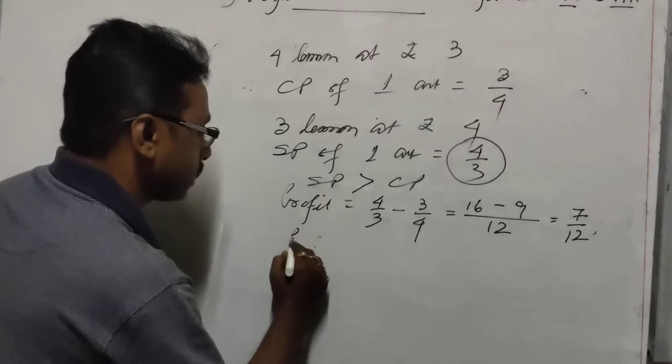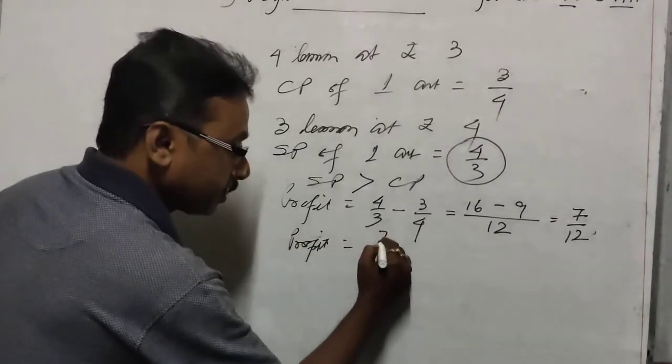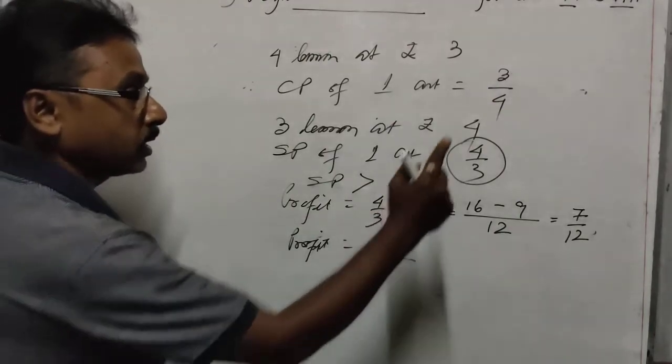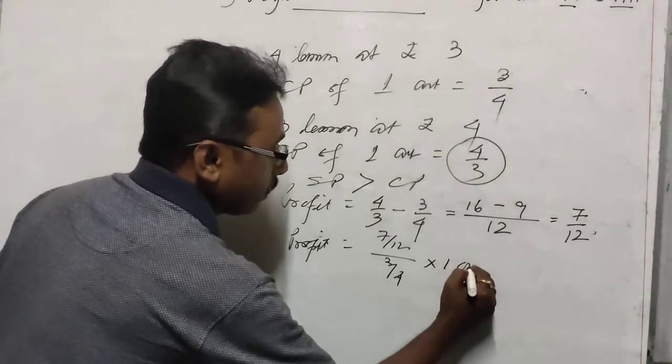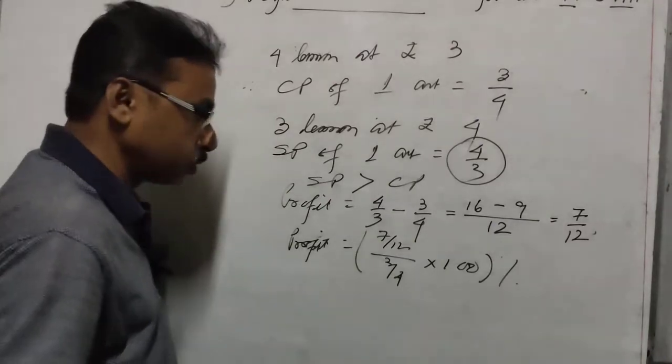Now what is the profit percentage? So profit percentage is profit by CP. How much is CP? CP of 1 article is 3 by 4. So it is 7 by 12 divided by 3 by 4, into 100. So that is the percentage of profit that we can find out.